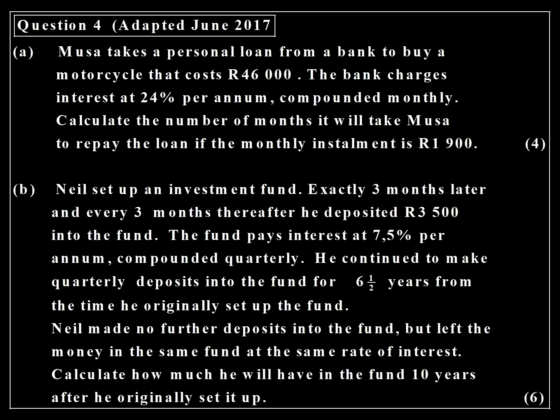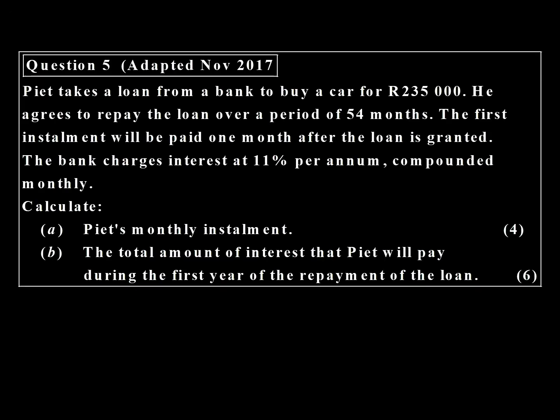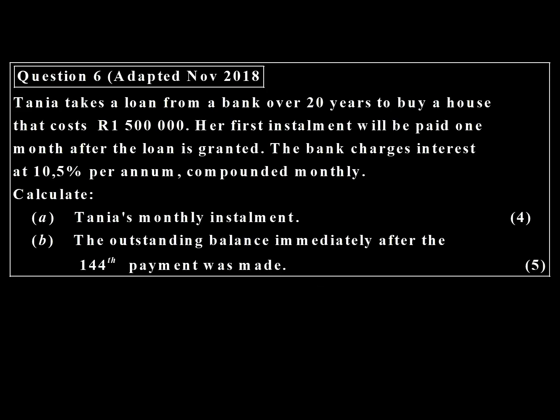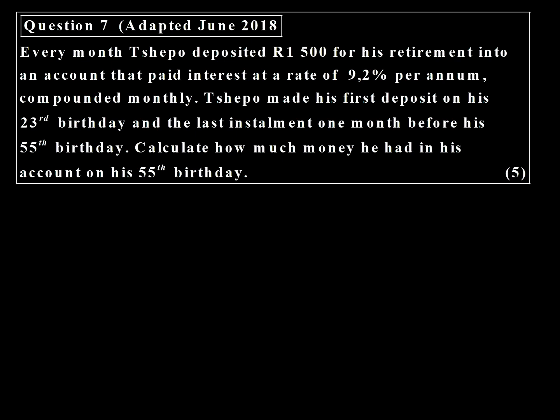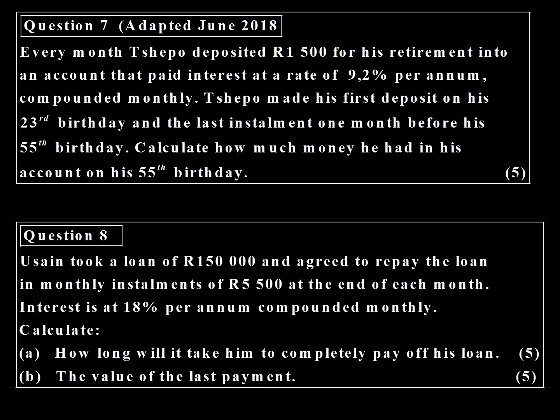There we have question 4. There we have question 5: calculate his monthly installment. And here we have question 6. There's a question on outstanding balance, so you need to know the procedure to follow. And then here, calculate how much money. So we have 8 questions. And lastly, as the last question, calculate the value of the last payment, right? How long? So that's the number of payments.